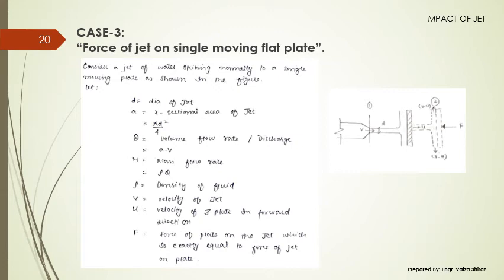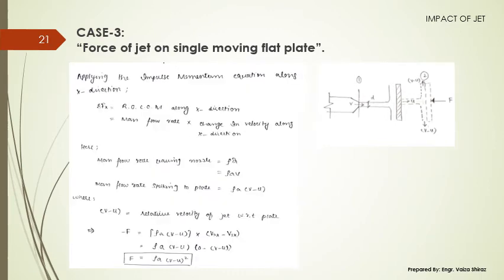So over here d, A, Q, m, rho are the same. V is the velocity of the jet, u is the velocity of the plate in the forward direction. Also F is the force of the plate on the jet, which is exactly equal to the force of the jet on the plate. Now you have to find the force F.